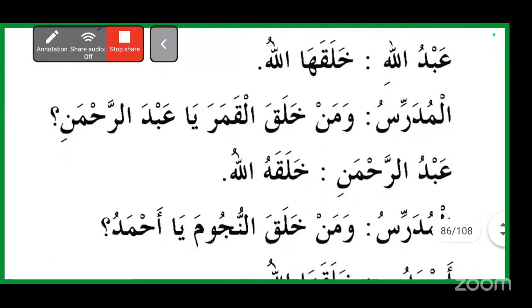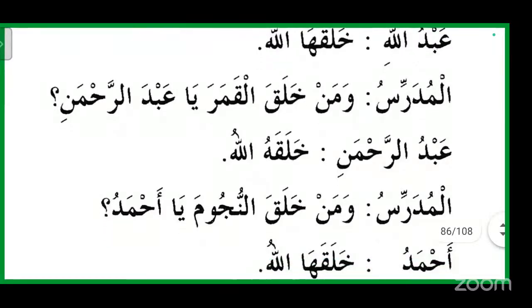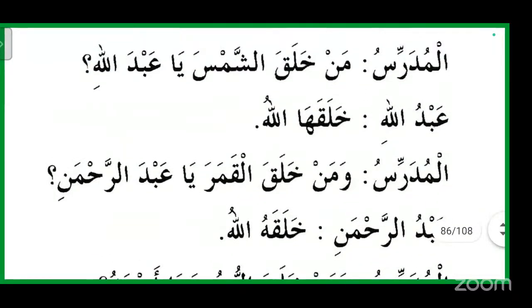Wa man khalaqal qamara ya Abdur Rahman. And who created the moon, O Abdur Rahman? Abdur Rahman replies, Khalaqahullah. So the moon is masculine.